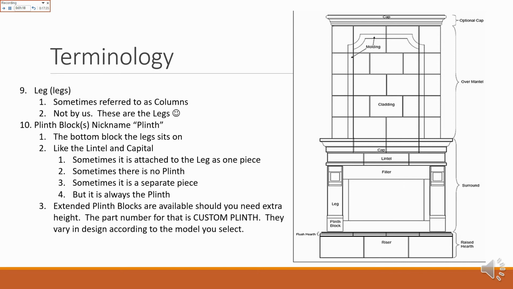Let's suppose that the leg and plinth and capital are not long enough to give you the height that you want to achieve a particular design. You can order a part called a custom plinth, and that custom plinth will vary depending on the model that you choose, but you can specify how much taller you want your surround to be, and the custom plinth will be made to work with the design you have and raise it that amount.